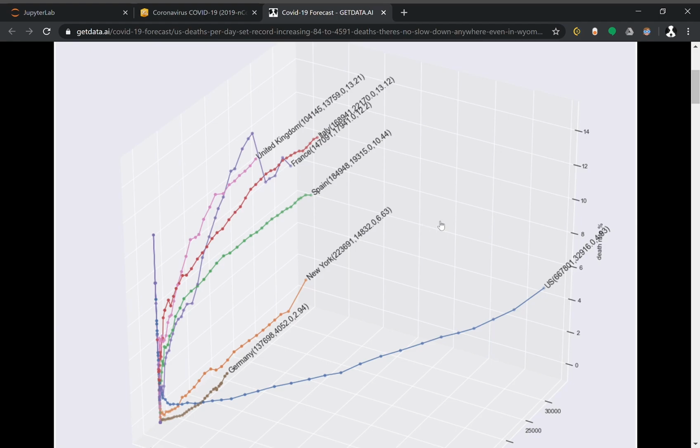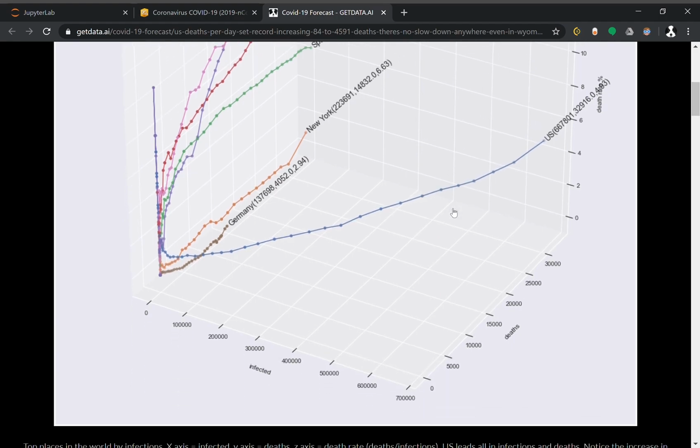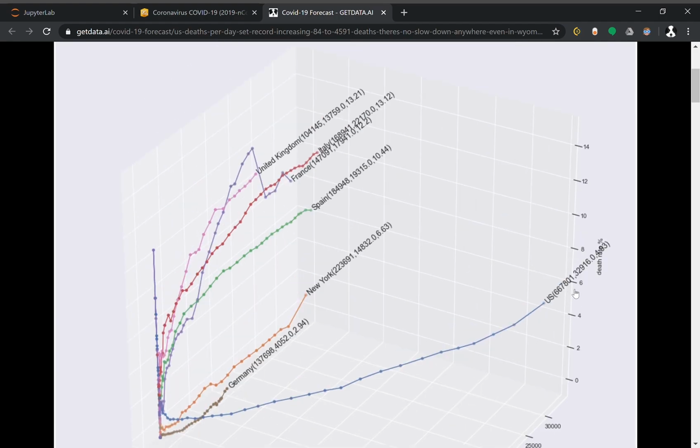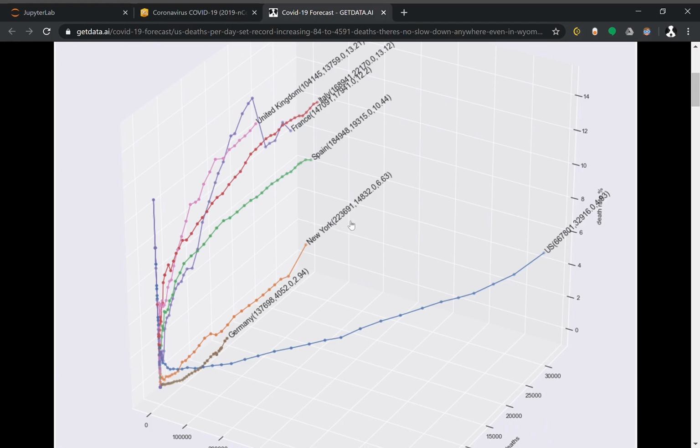Okay, so that's the first chart, and you can see that we lead in infections, deaths, and we're rising in death rate. And over here you can see Europe is in this cluster up here with high death rates, not as many infections, not as many deaths. New York by itself has more infections than any country besides the United States. It doesn't lead in deaths yet, but it's at 14,832 deaths. And New York has a death rate of 6.63%. So that also is interesting.